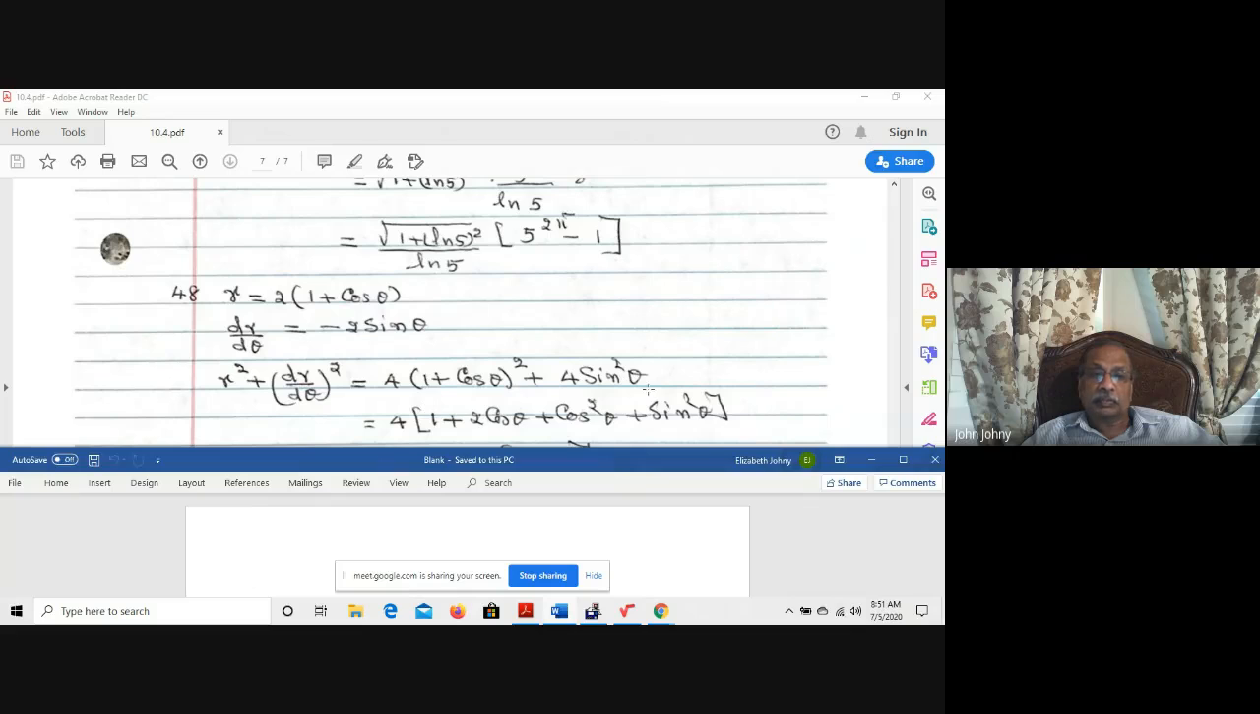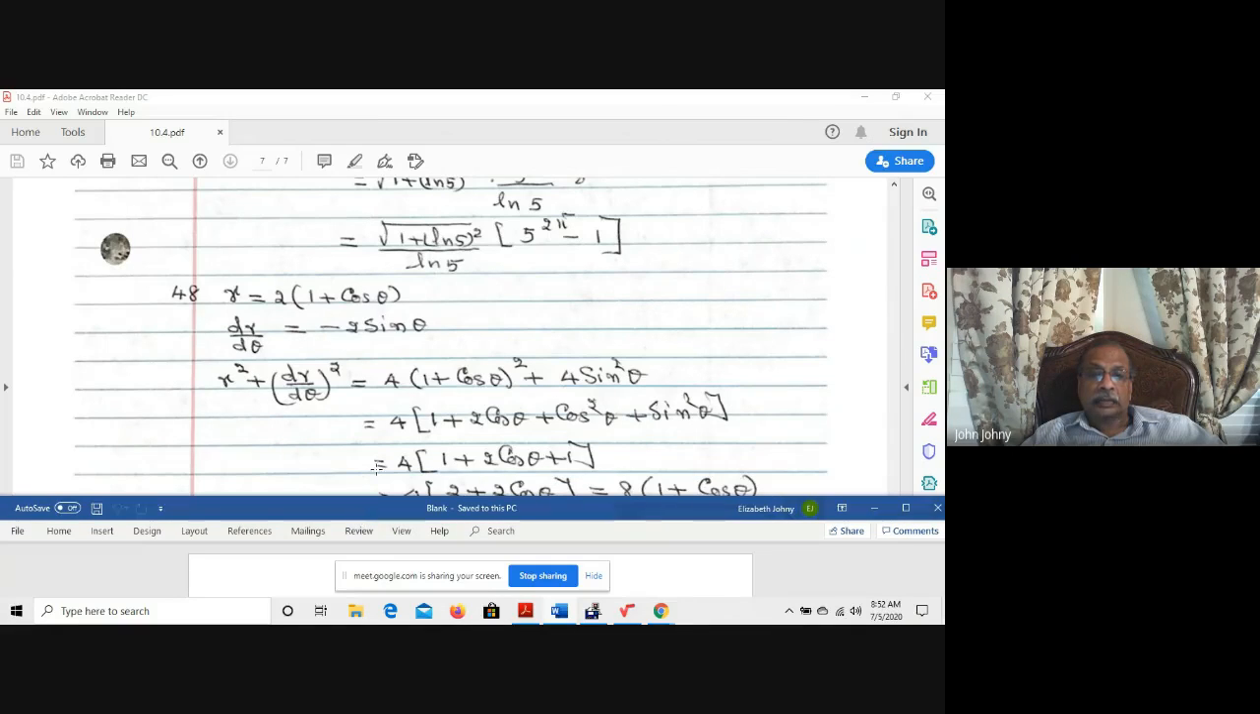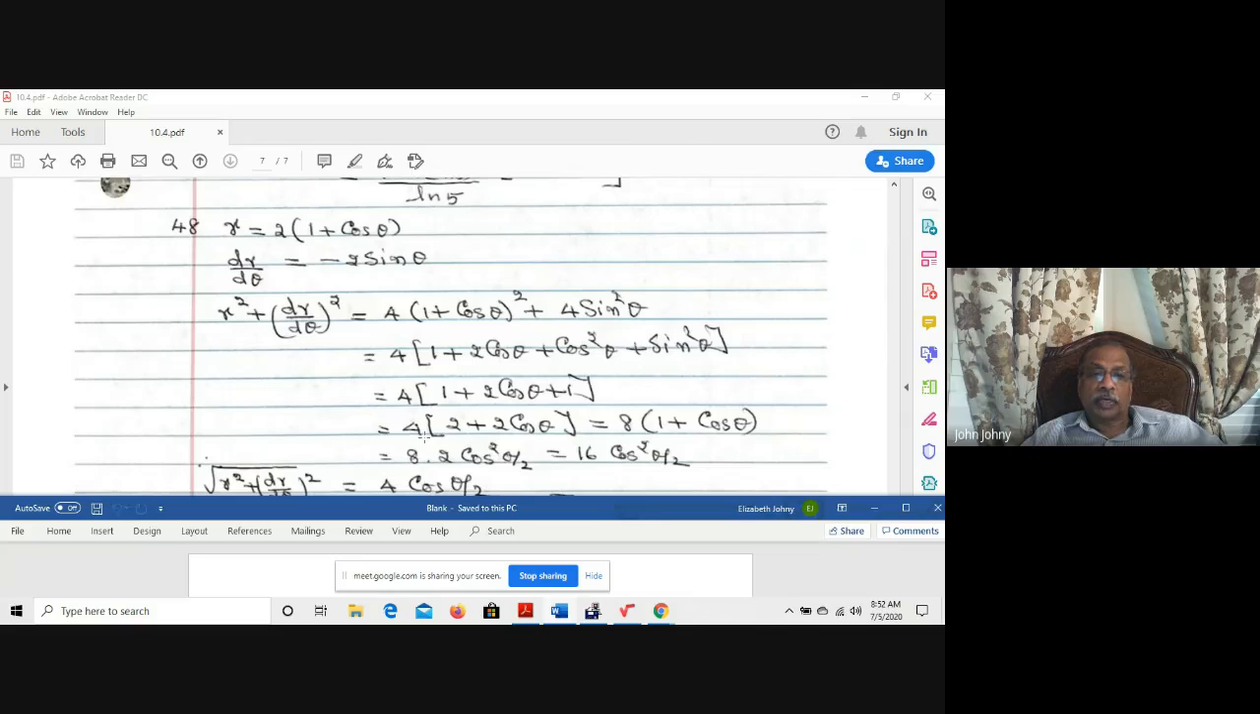Distribute, pull out the 4 and then FOIL this. 4 times (1 plus 2 cos θ plus cos² θ plus sin² θ), because 4 is already pulled out, and cos² θ plus sin² θ is a 1. So that is 4 times (1 plus 2 cos θ plus 1), and that is a 2. So 4 times (2 plus 2 cos θ), 1 plus 1 is 2. Pull out another 2, so it becomes 4 times 2, which is 8, 8 times (1 plus cos θ). And you have to find the square root of that.